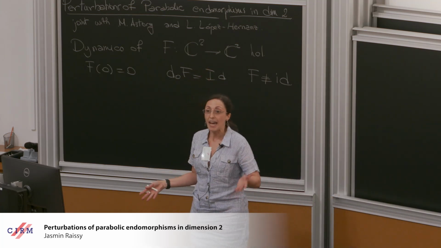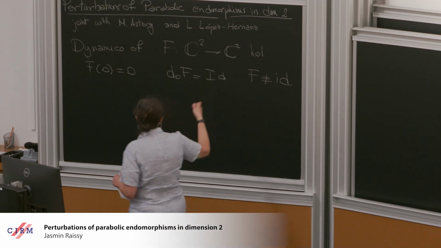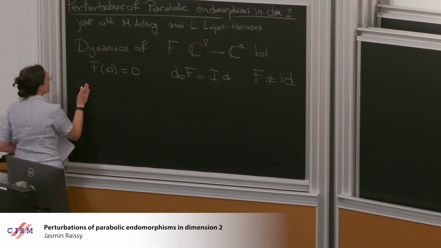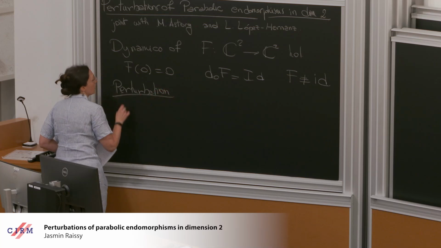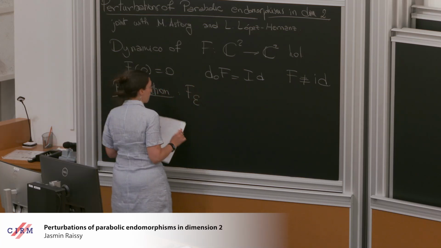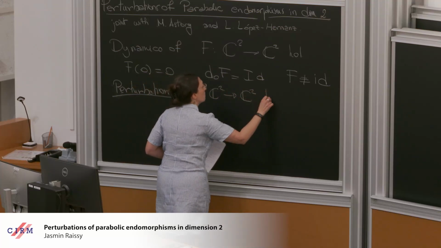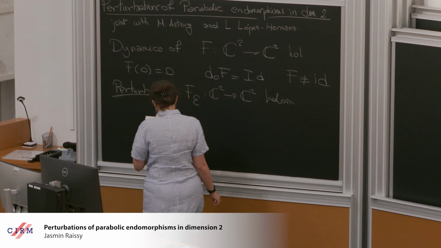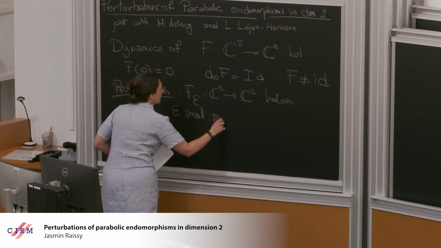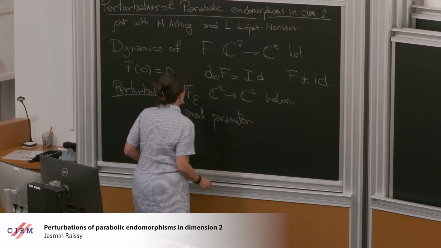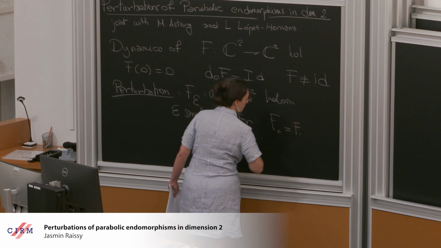I will take a non-trivial endomorphism of C2, which fixes the origin, it's tangent to identity at the origin, but it's not the identity. And actually, what we are interested in is perturbations of such maps. So I'm going to take a perturbation, meaning a family of maps from C2 to C2, holomorphic. Epsilon will be a small parameter. And it's a perturbation of this map, meaning that F0 is simply F.